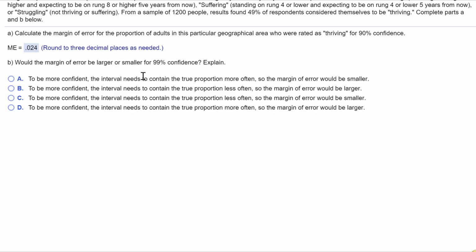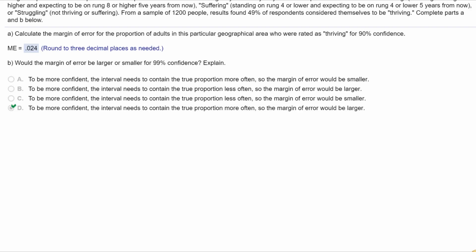Okay, so now would the margin of error be larger or smaller for a 99% confidence? Now you could just run the interval again, but let's think about this. To be 99% confident, I need to widen out my reach so that I can be more certain that the true population proportion is captured by that interval. So it should be larger, which appears to be D.